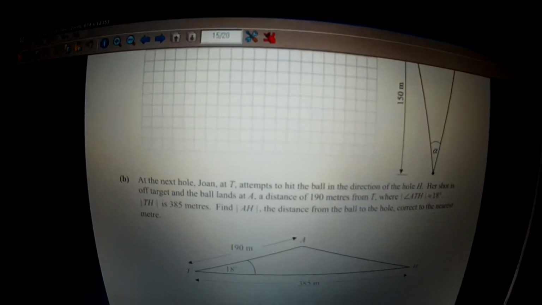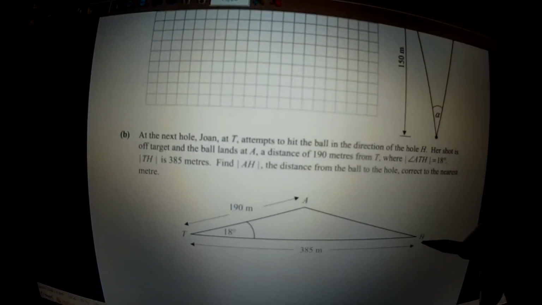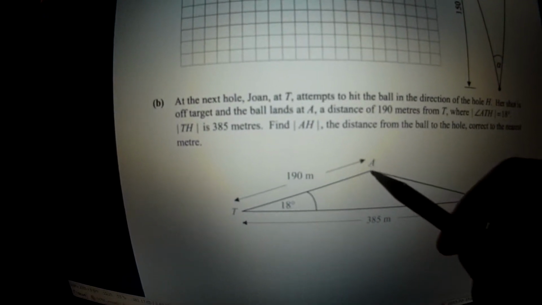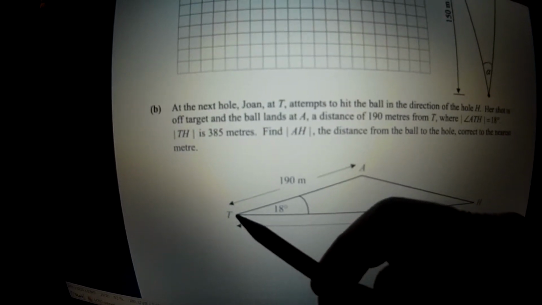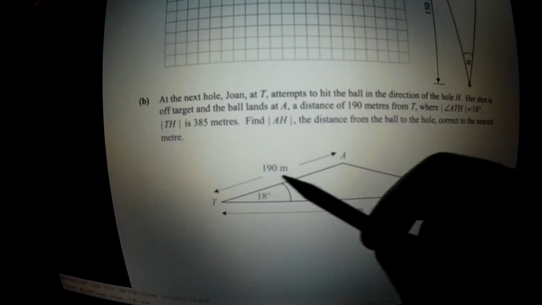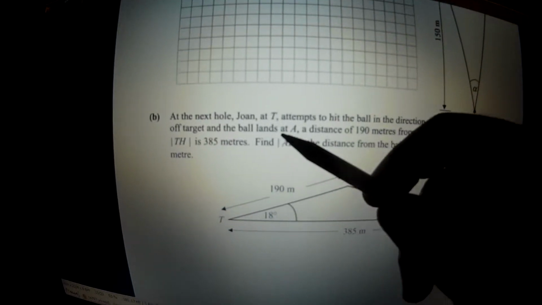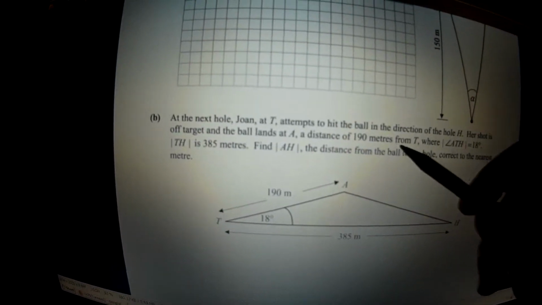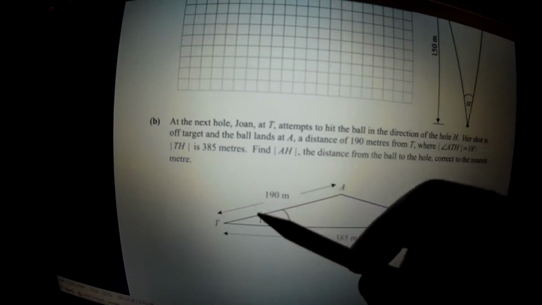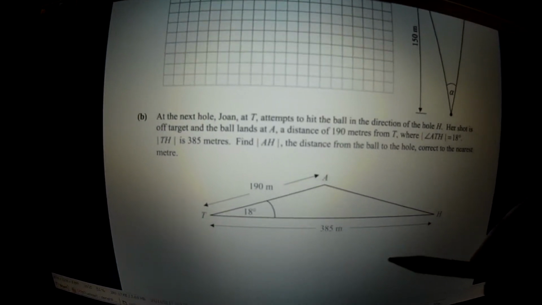At the next hole, Joan at T attempts to hit the ball in the direction of the hole H. Her shot is off target. So that's the hole there. That's where they're going to hit the ball from, and they miss, so they go up here, right? The distance from the point where they hit the ball to the actual hole is 385, but it's off. It goes up here, and that's 190. It's off by 18 degrees to the left of that. So her shot is off target, and the ball lands at A, a distance of 190 meters from T. That angle in there is 18. TH is 385. Find AH, the distance from the ball to the hole, correct to the nearest meter.